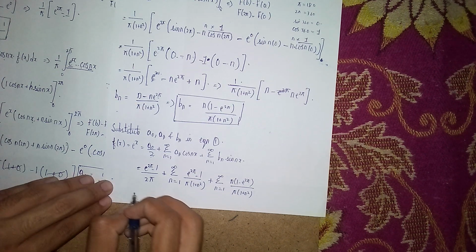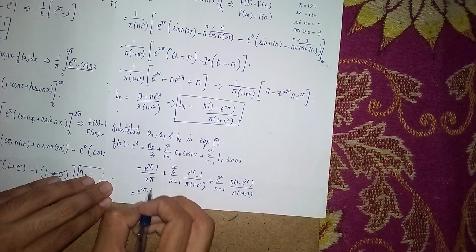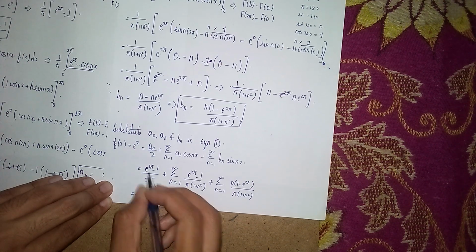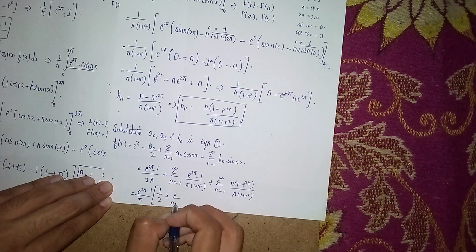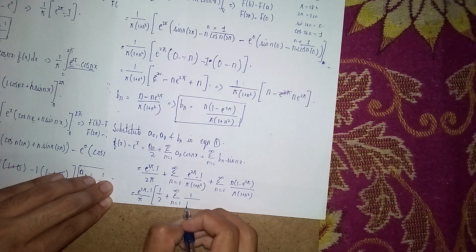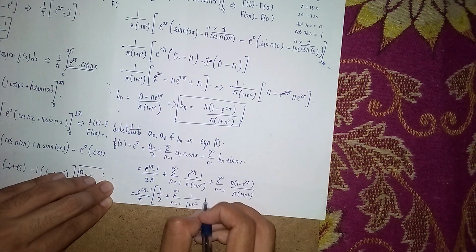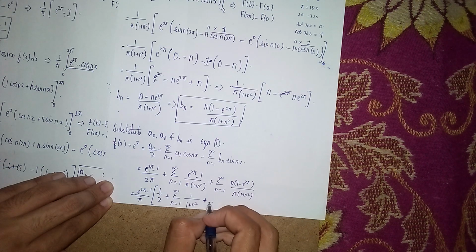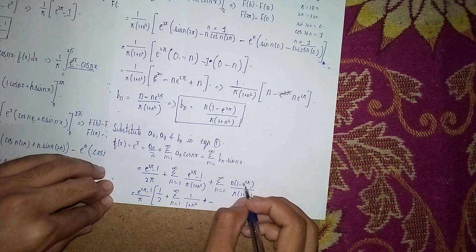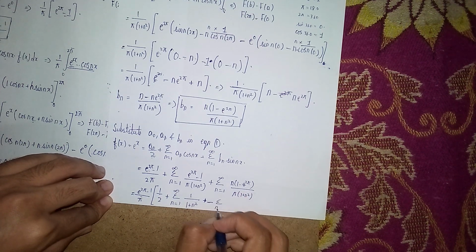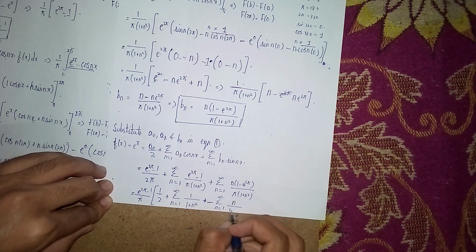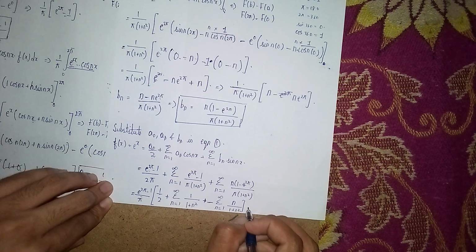So our value is e power 2 pi minus 1 by pi, open the bracket, 1 by 2. If you multiply you get this value, then plus summation of n is equal to 1 to infinity 1 by (1 plus n square), then here you will take minus. Why am I taking minus? Because we send e power 2 pi minus 1 to this side, so minus summation of n is equal to 1 to infinity n by (1 plus n square). This is our answer.